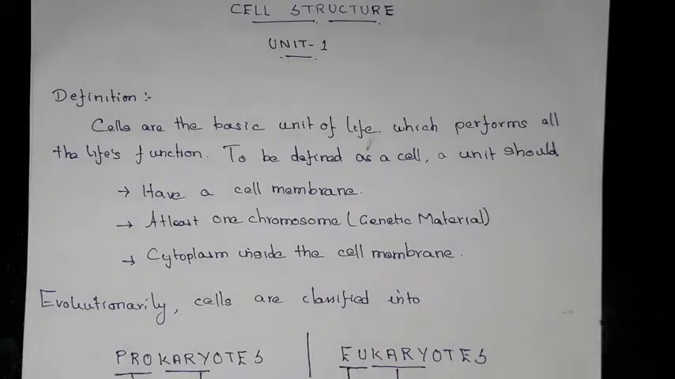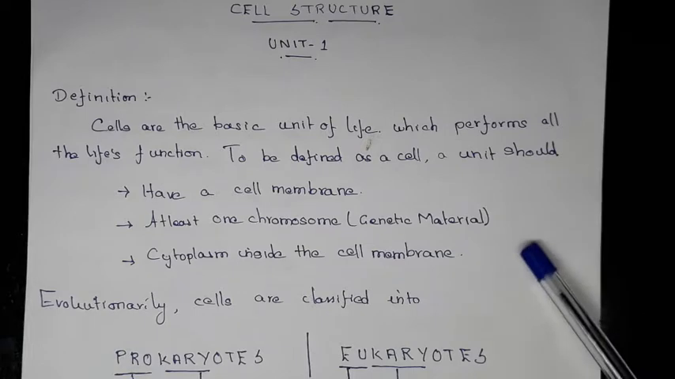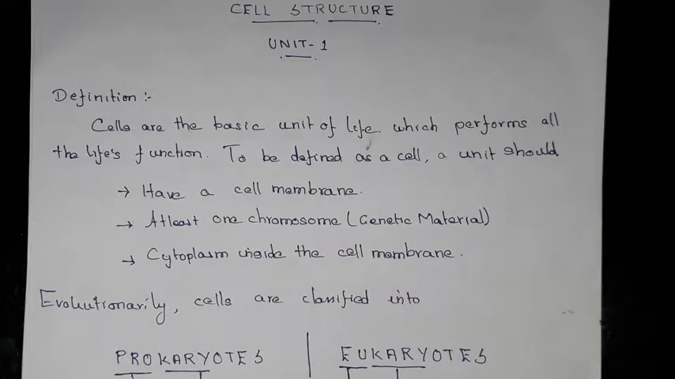Today we are starting with the first unit of your cell biology class, and the first unit is to introduce you to the general structure of a cell and what are the basic functionalities that it is going to do in your body. So by definition, cells are the basic unit of life which performs all the life functions, and they also definitely should have a few of the components, namely cell membrane, at least one chromosome, which is the genetic material, at least, and cytoplasm, inside which all these organelles are contained.